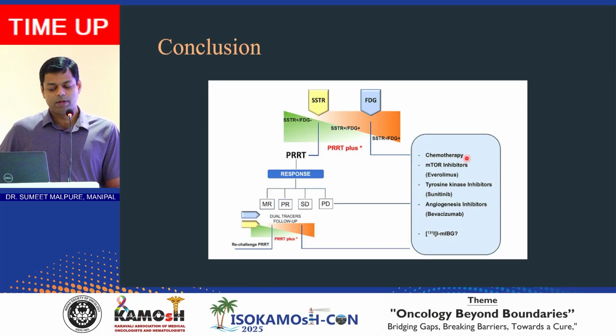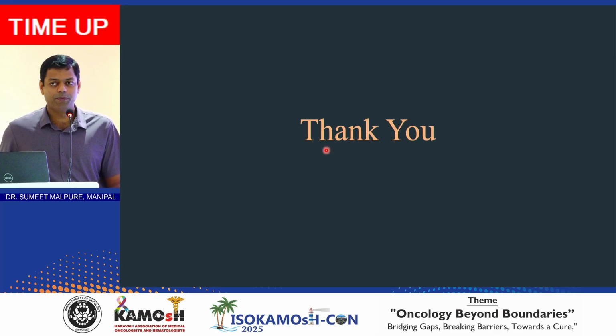Just to conclude, you have a patient with neuroendocrine tumor. If it is grade 1, somatostatin or Dotanoc PET scan. If it is grade 2, grade 3, do FDG also. If it is SSTR positive, FDG negative, go ahead with PRRT. If it is both SSTR and FDG positive, go ahead with PRRT-CT, that is along with chemotherapy. And if it is somatostatin negative, go directly for chemotherapy. Thank you.